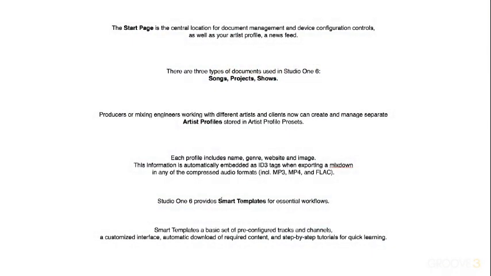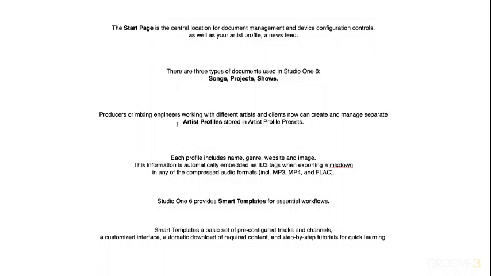The Start page is the central location that opens by default, where we manage our documents, configure our devices, set up our artist profile, and also get access to a news feed. And there are three main types of documents we work with in Studio One 6: songs for creating and editing music, projects for mastering, and shows for live performance.